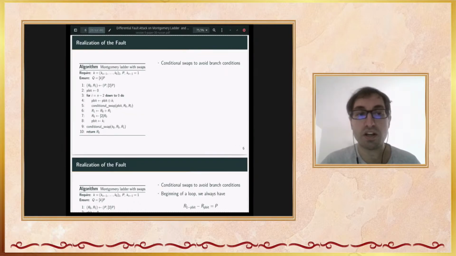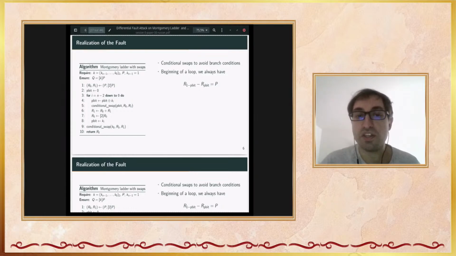To finish this first part, I still need to address the issue of the realization of this fault. In practice, there is a conditional swap to avoid branch conditions in cryptographic libraries, because it is important that cryptographic code does not have branch conditions. It uses a Boolean variable, which is called pbit, which stands for previous bit, and keeps track of the current state of the points R0 and R1. The points R0 and R1 will be swapped so that the point addition and the point doubling occur with the correct values. When pbit is 0, it means that the points are in the normal state, and when pbit is 1, it means they are inverted.